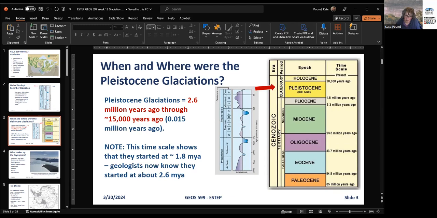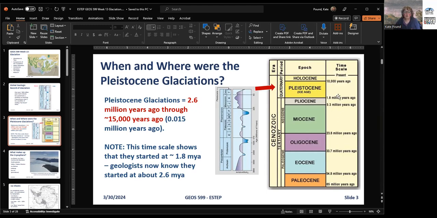15,000 years ago, is it 11,000 years ago? But technically, the end of the Pleistocene was 10,000 years ago. And our current time chunk is the Holocene, 10,000 years through until the present now.